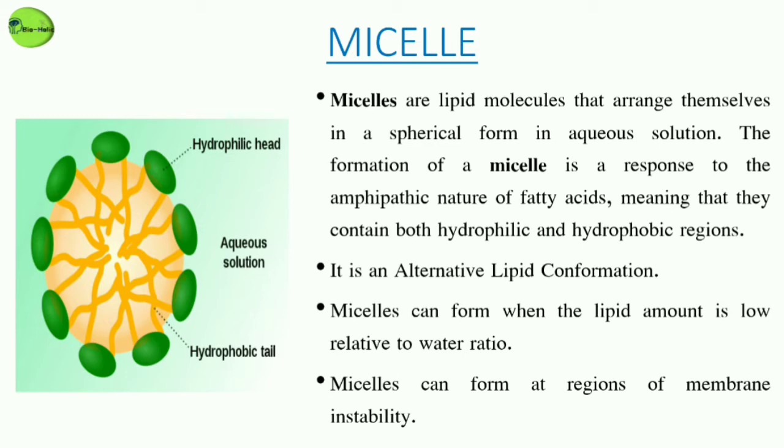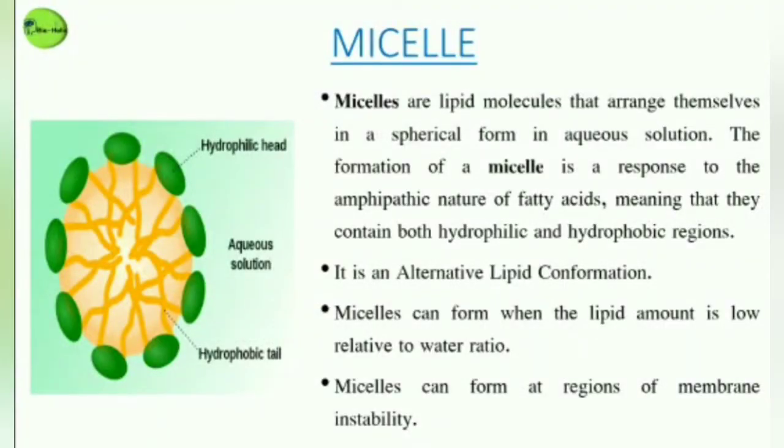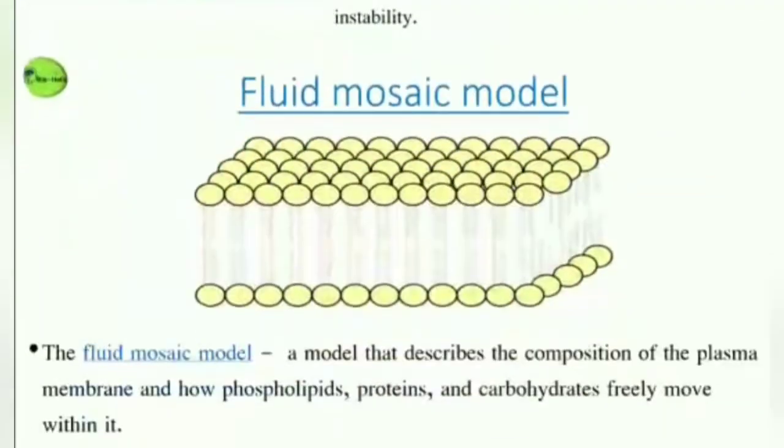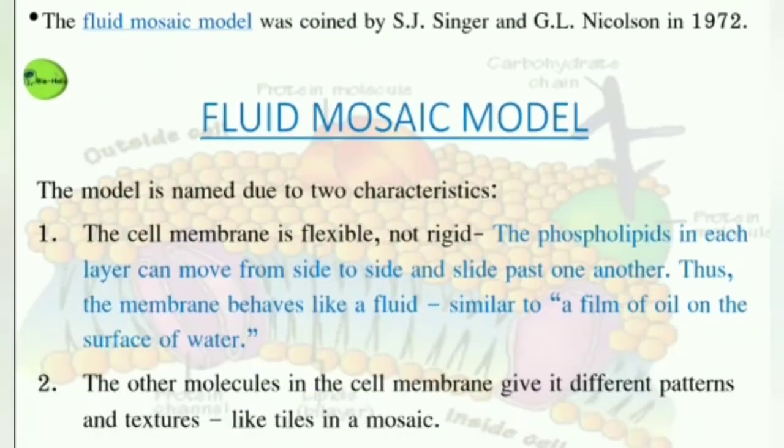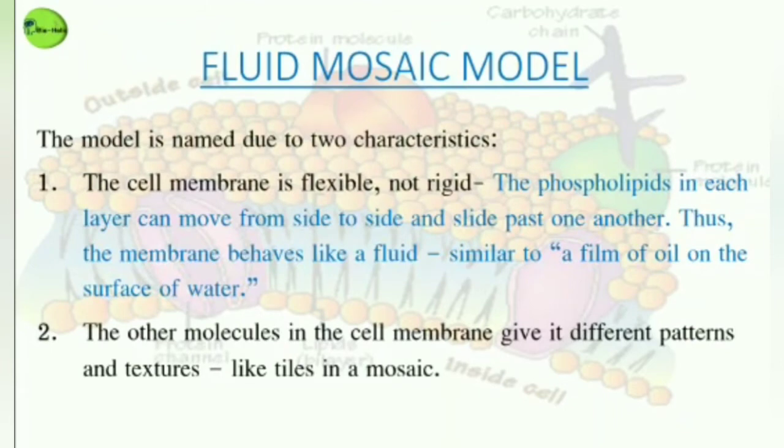Okay, so next is the very important thing, the fluid mosaic model, which was first proposed by Singer and Nicolson in 1972. And this model describes the composition of the plasma membrane and how phospholipids, proteins and carbohydrates freely move within it. Okay, and there are two characteristics behind the name of this model.